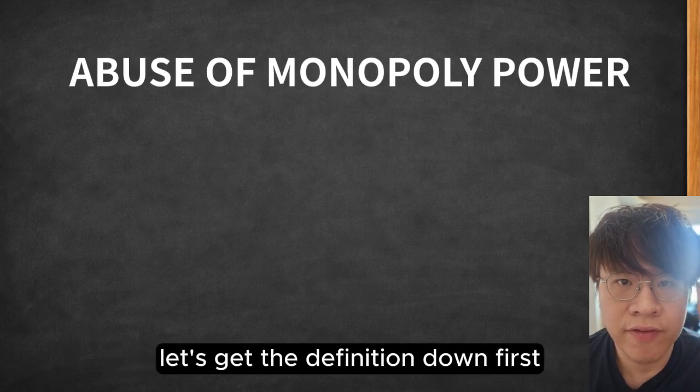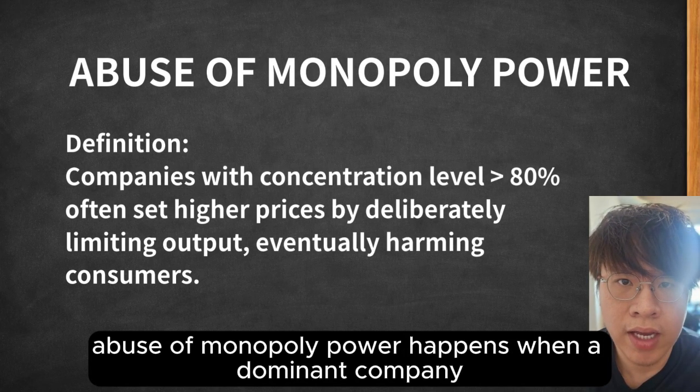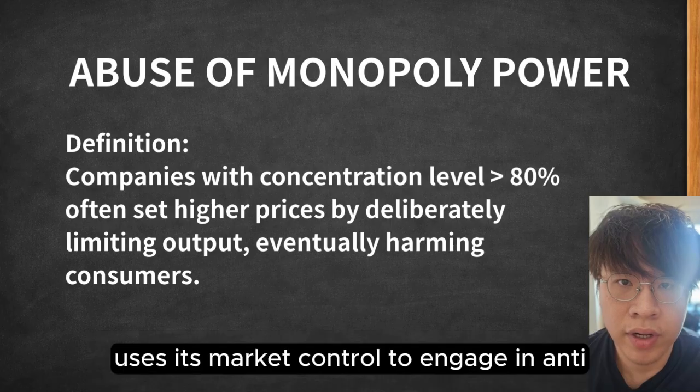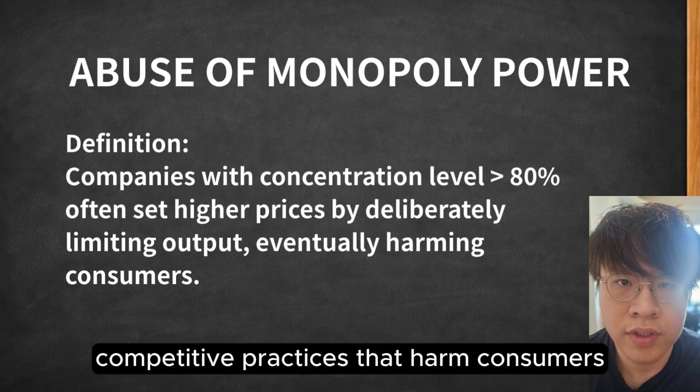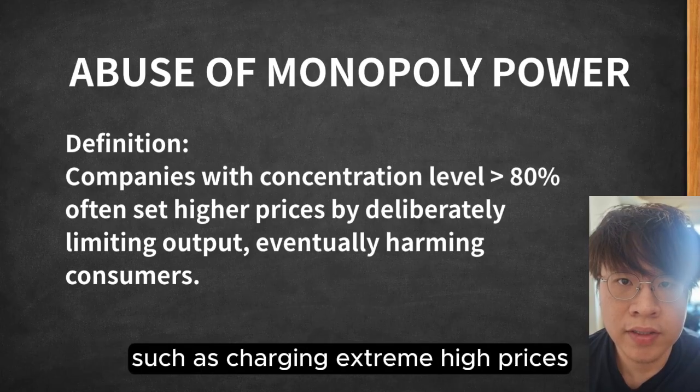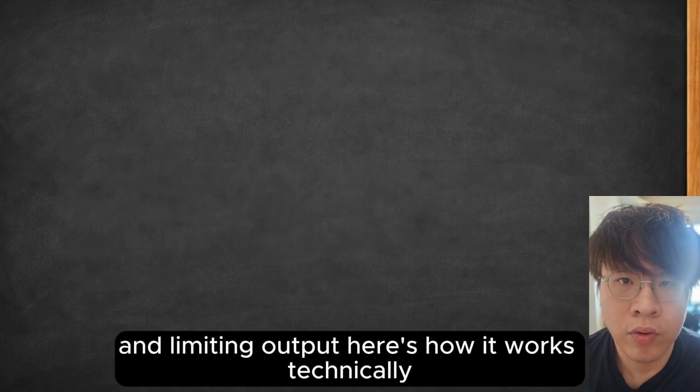Let's get the definition down first. Abuse of monopoly power happens when a dominant company uses its market control to engage in anti-competitive practices that harm consumers, such as charging extremely high prices and limiting output. Here's how it works technically.